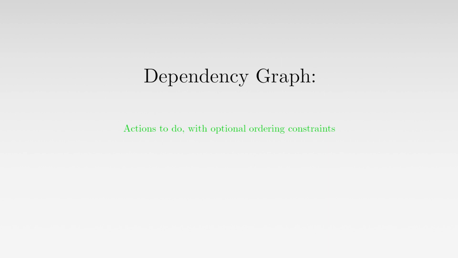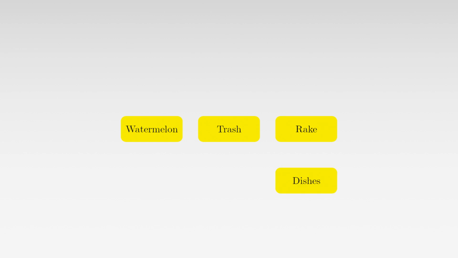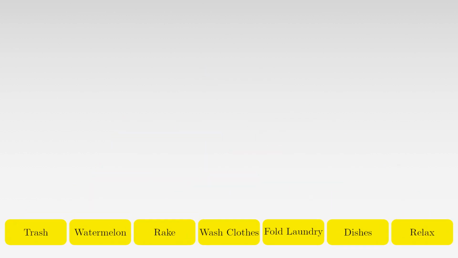An example of this could be that you have a list of chores to do, like take the trash bins to the curb, cut up a watermelon, rake the leaves, unload the dishwasher, put the dirty clothes through the washer and dryer, fold the laundry, and finally relax when done. You have some freedom in what order to do these chores, but some orderings make more sense than others.